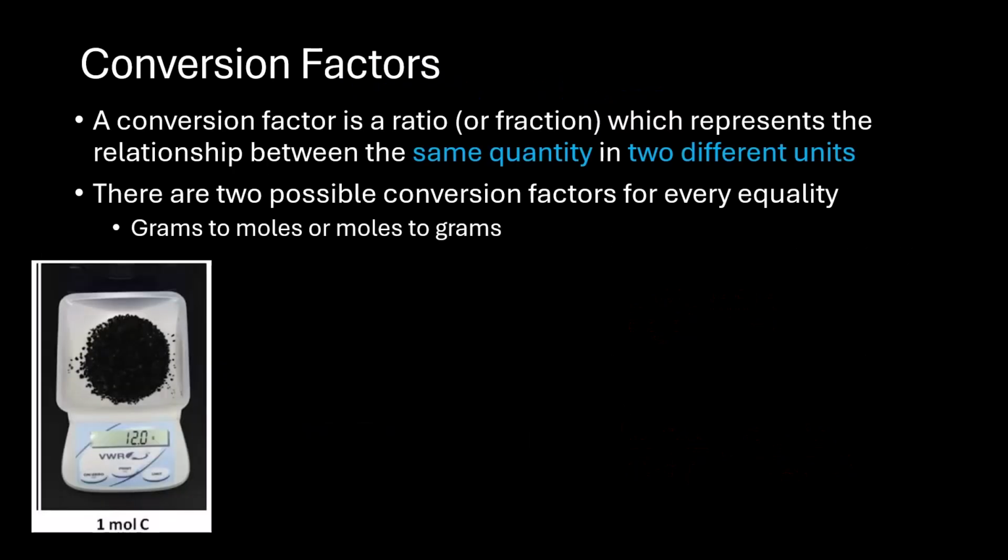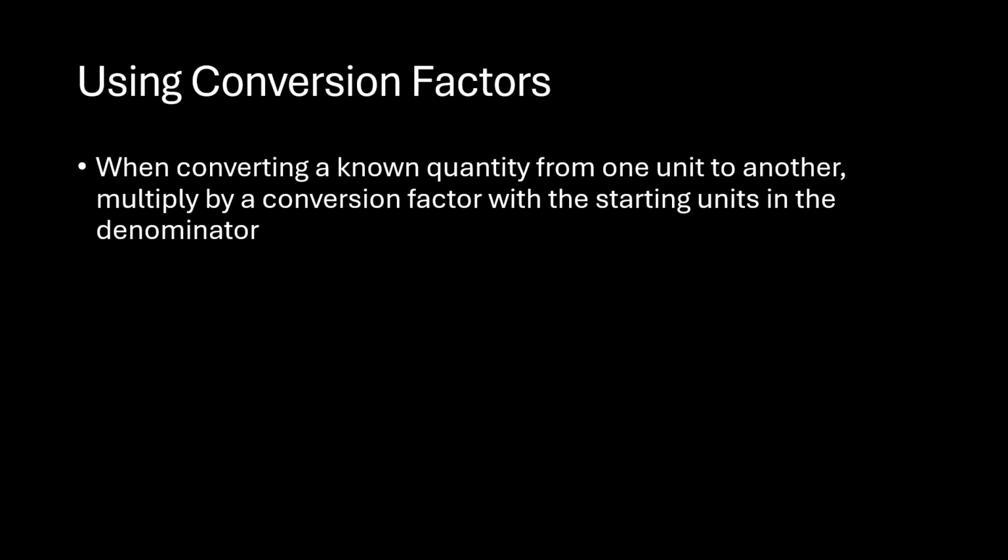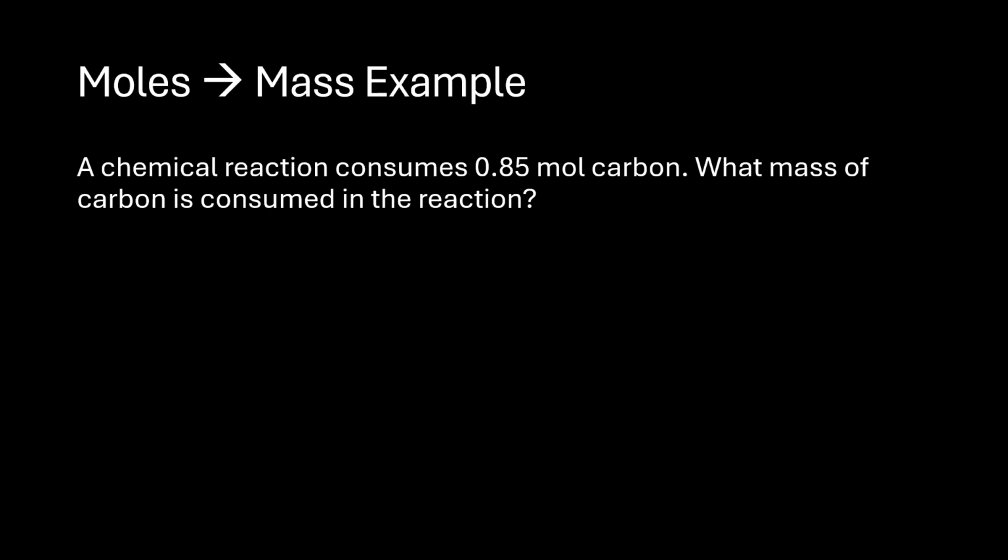So the last slide, I used this idea of a conversion factor. Basically, it's just a ratio which represents the relationship between the same quantity in two different units. There are two possible conversion factors for every equality, so you could use grams to moles or moles to grams, just like I showed you on the previous slide. When you're using conversion factors, you're going to want to make sure that you're lining up those units. If you're multiplying by a conversion factor, you're going to have the starting units in the denominator of the conversion factor. This is going to make a lot more sense when we do an example on the next slide.